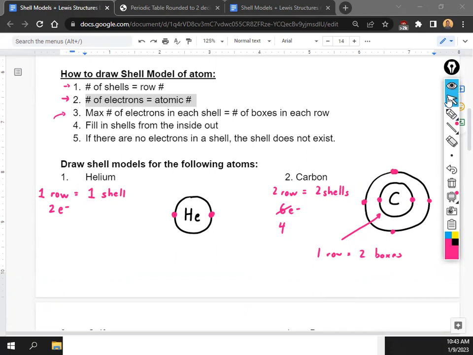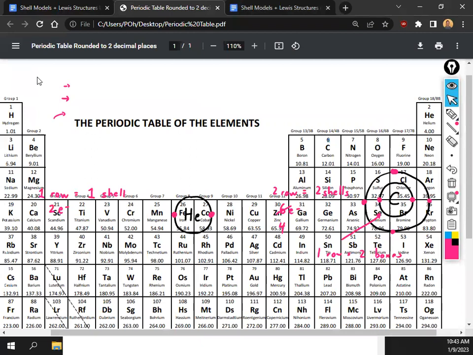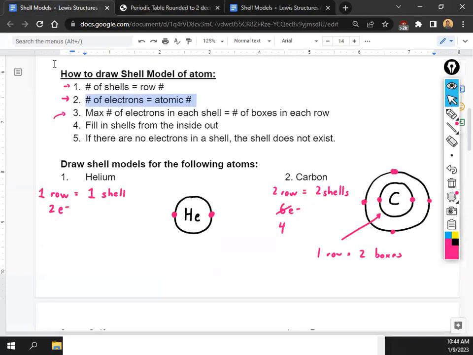Yeah, what's up? Where do you see the 2 boxes? Yeah, so if you go on the periodic table, look at the first row. There's only 2 boxes. You see it right here? Oh, yeah. They're split up, so that one's kind of hard to see, but it's still the same row. Okay. Good question. Any other questions?